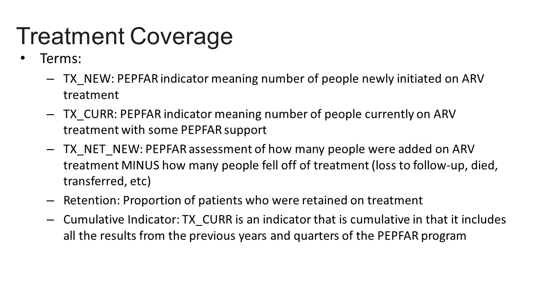Retention is the proportion of patients who were retained on treatment. And then this is just an important concept about indicators of whether they're cumulative or whether they're rolling. So a cumulative indicator, TX cur, or the total number of people currently on treatment, is a cumulative indicator in that it includes all the results from the previous years and quarters of the program.